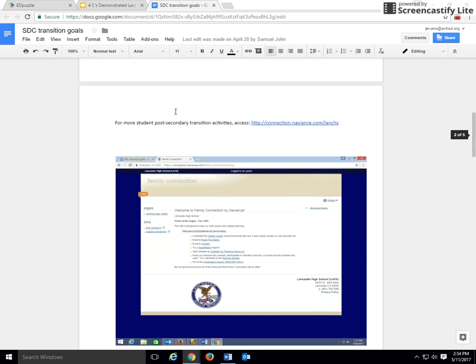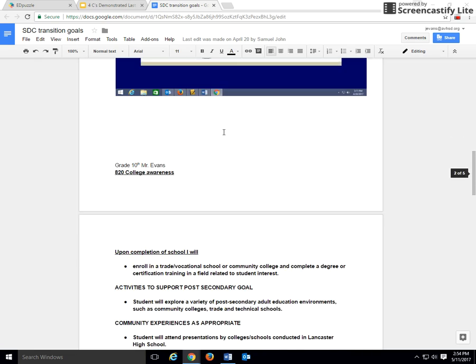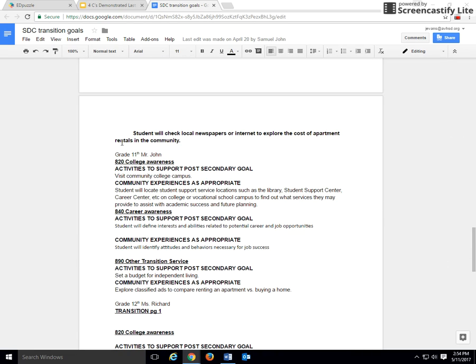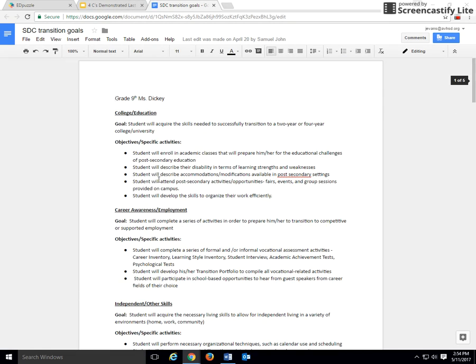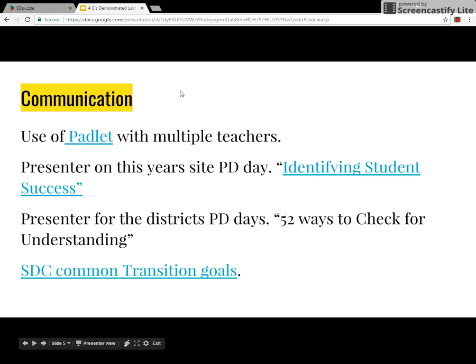There was a problem in that the SDC teachers were not having enough time to develop electronic portfolio binders, so they needed someone to kind of organize them, and I was kind of in charge of that, and we have worked collaboratively. You can see the different teachers' names: Mr. Richard, Mr. John, Miss Dickey, Mr. Evans. So I kind of led that up, and so communication and collaborative work is seen with all of these things.